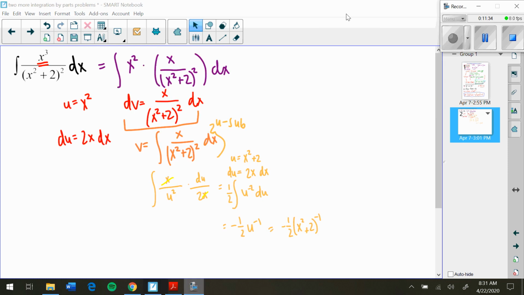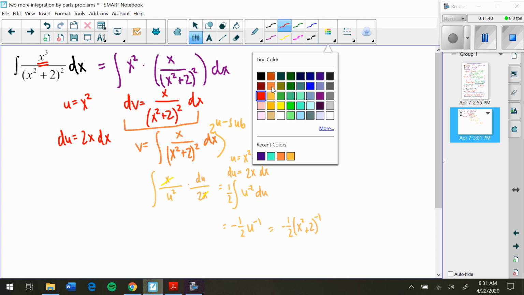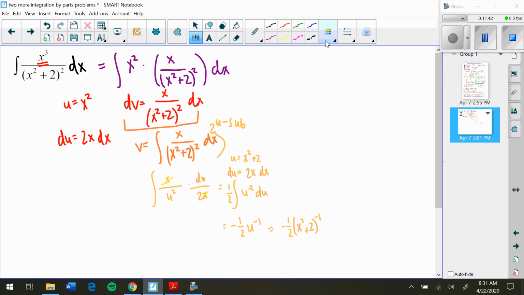Okay, again, I made it smaller. Definitely pause the video if you need. But this was our v. So we now know that v is equal to -1 over 2 times x squared plus 2. All right, that's this thing right here. I just kind of rearranged it.